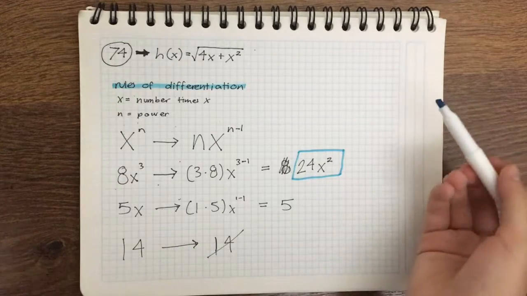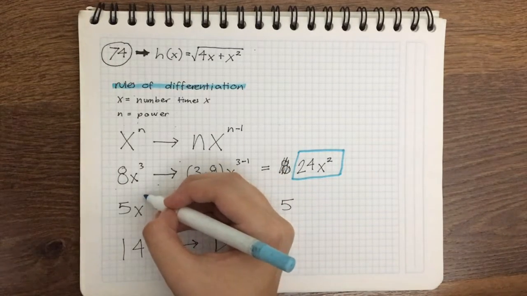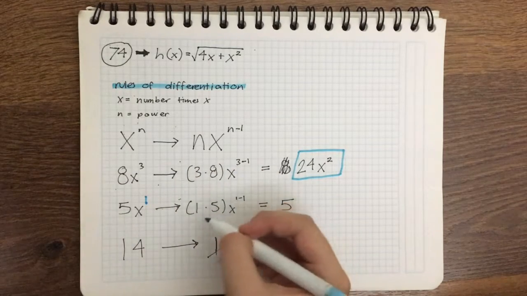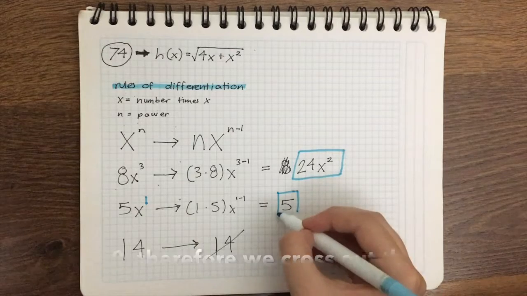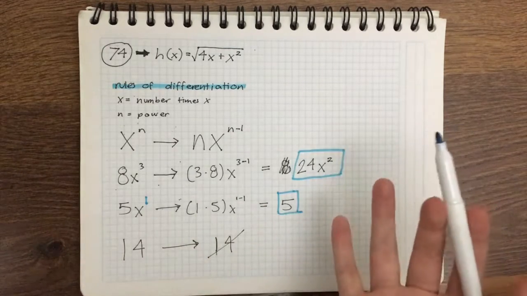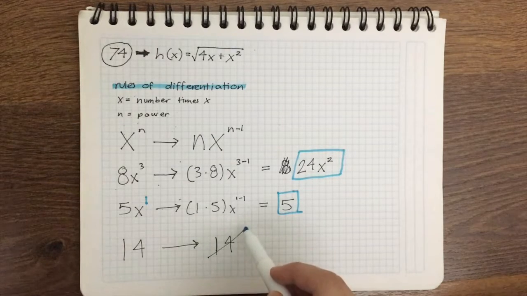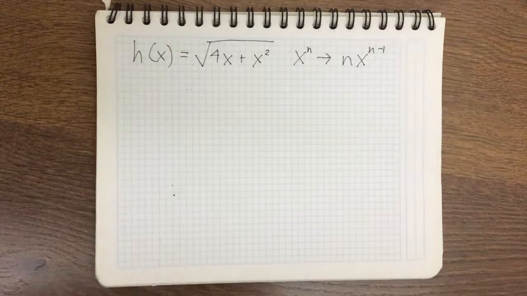Now, what happens if we don't have a power? Well, we always do. This is x to the power of 1. We plug it in as normal, and it only gives us 5. And what happens if we have a number in an equation that has no x? Well, we would just go ahead and cross it out. Okay, so now let's get to the problem.